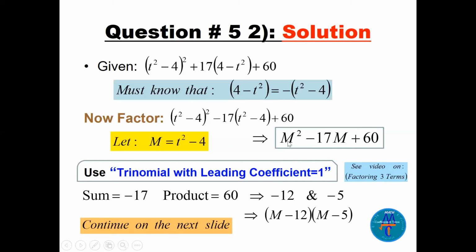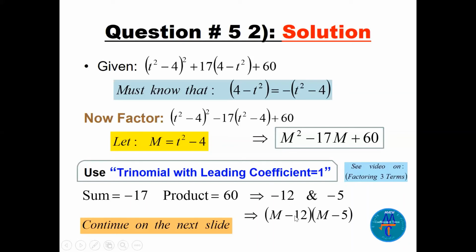Let's see, the leading coefficient is 1. So the number in the middle here is the sum, minus 17, and this number, 60, is the product. Try to find two exact numbers whose sum is minus 17 and whose product is 60. For sure the numbers should be negative, because when you add them you get minus 12 minus 5, which is minus 17. If you multiply them you get positive 60.